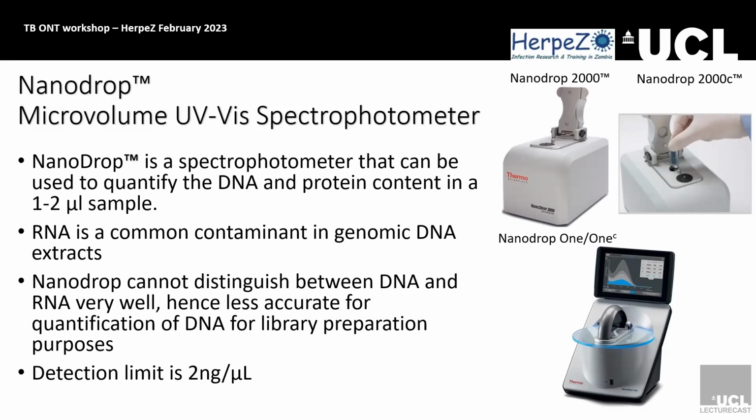If the ratio is less than 1.8, it usually indicates higher protein content and other impurities. If it's greater than 2, you have higher RNA content when you do the 260 to 280 ratios, right? And then when you do the absorbance at 260 and 230, if it's above 2, it indicates the presence of contaminants in your solution.